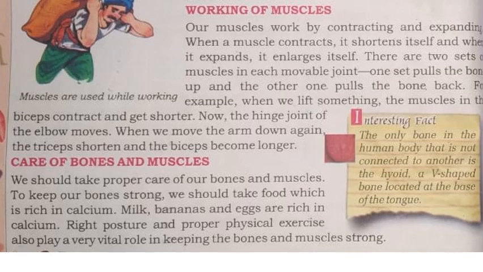Now, at the very end of the chapter, that is care of bones and muscles. We should take proper care of our bones and muscles. To keep our bones strong, we should take food which is rich in calcium. Milk, bananas, and eggs are rich in calcium. Right posture and proper physical exercise also play a very vital role in keeping the bones and muscles strong.